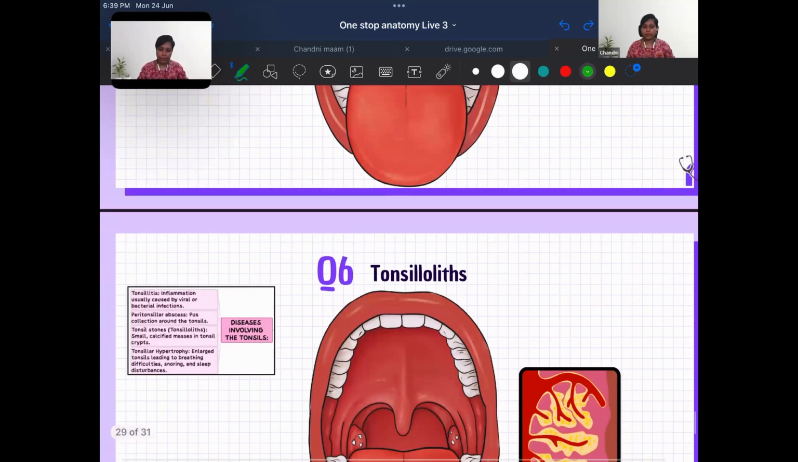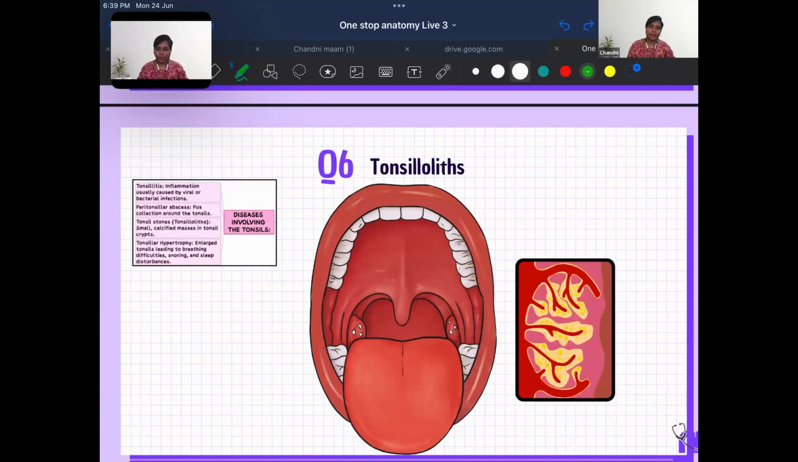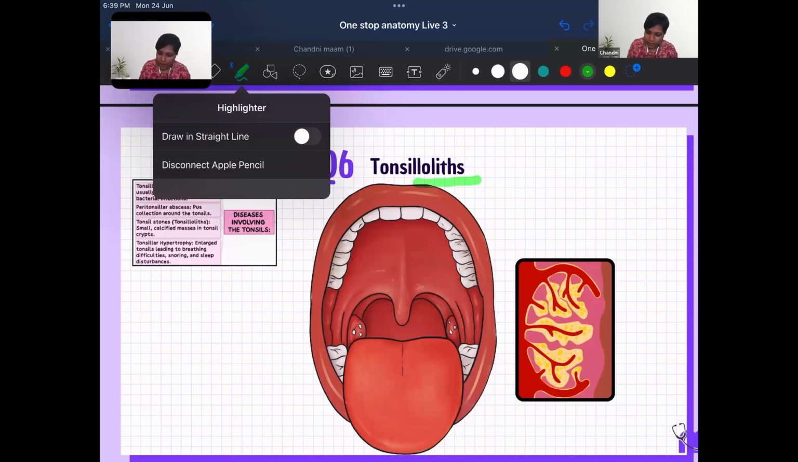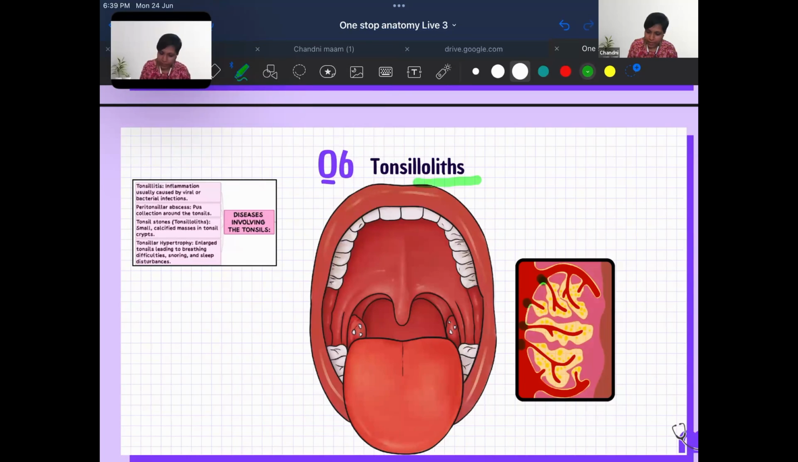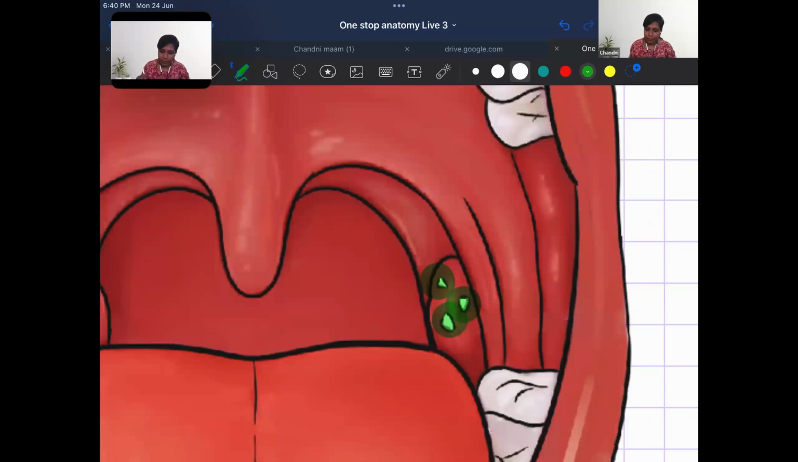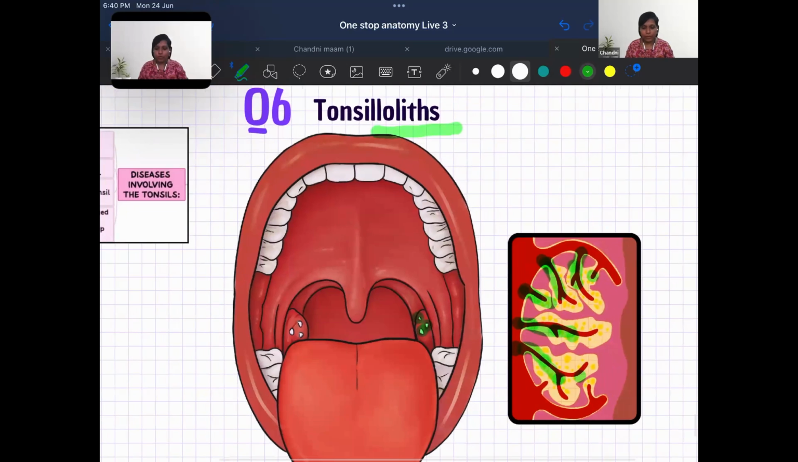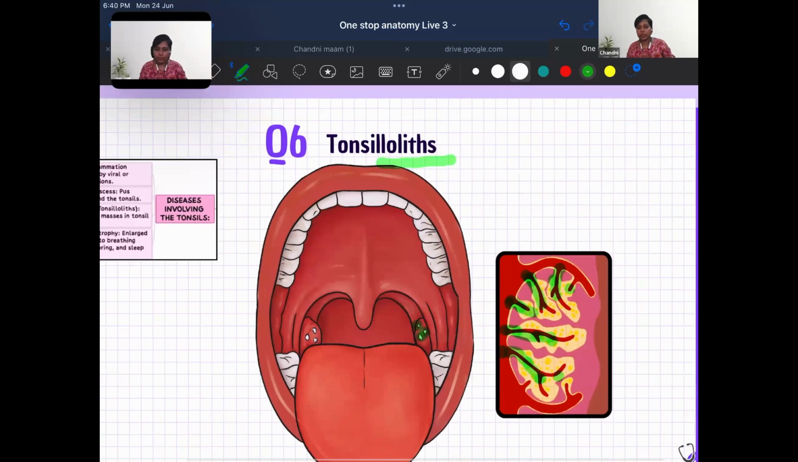Next is tonsilloliths. What is the meaning of this? Sialolithiasis, we spoke about, right? Stones. Perfect. So I told you you have these crypts, pits that then lead to crypts. So sometimes these stones can form in these areas. Here they have represented it as little white marks, see? So stones in the tonsil, in the crypts, are called tonsilloliths.